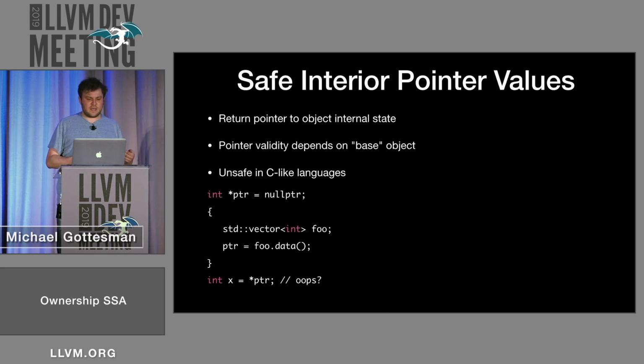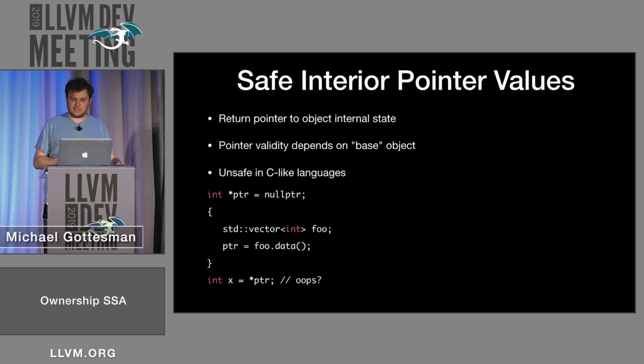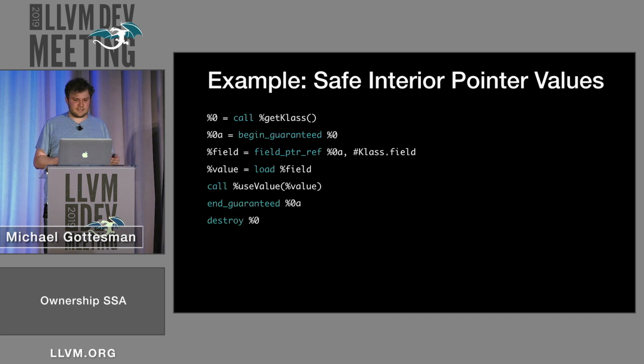OSSA provides a few ways to access safe interior pointer values. For our discussion today, I'm going to speak only about one, direct accesses to interior pointer values. Let's take a quick look at an example of such an access. In this example, we are accessing an inner pointer of the class, and loading from that pointer.